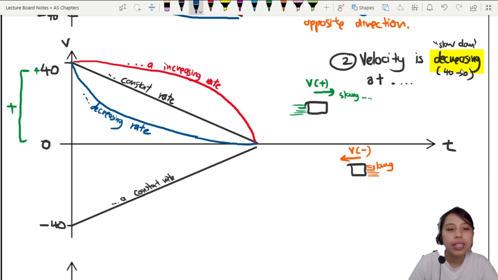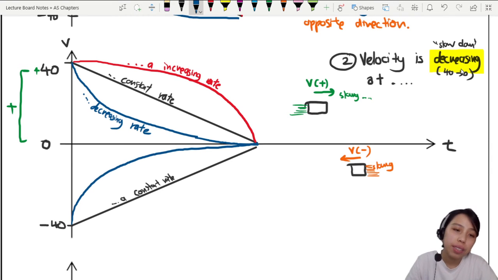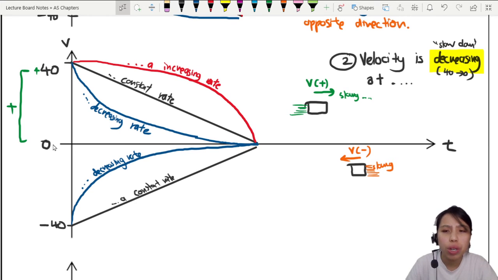And also, decreasing rate, how to draw? Decreasing rate is here. At first, you drop a lot, then suddenly you slowly reach 0. This is velocity decreasing, still going from 40 to 0, but at a decreasing rate in the opposite direction. Oh yeah, all this must talk about opposite direction, okay? Decreasing rate in the opposite, I just write here opposite to remind ourselves.